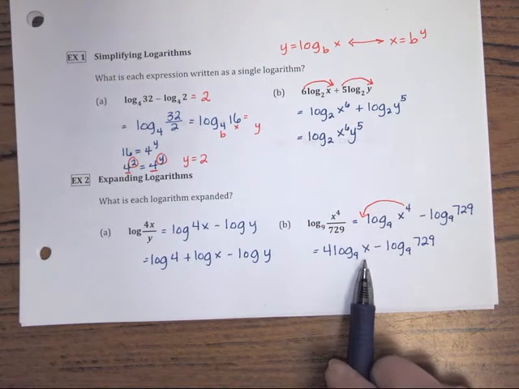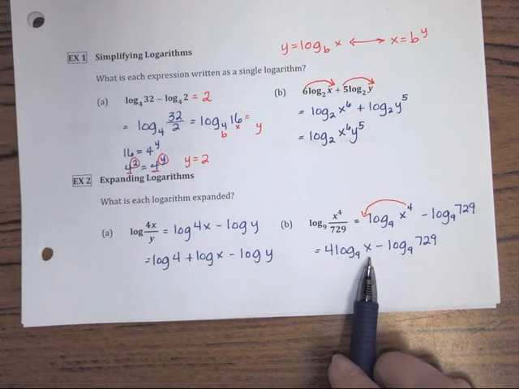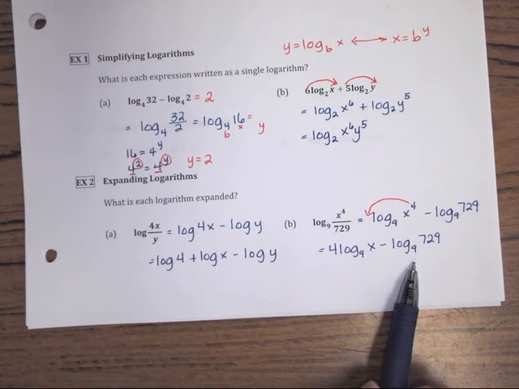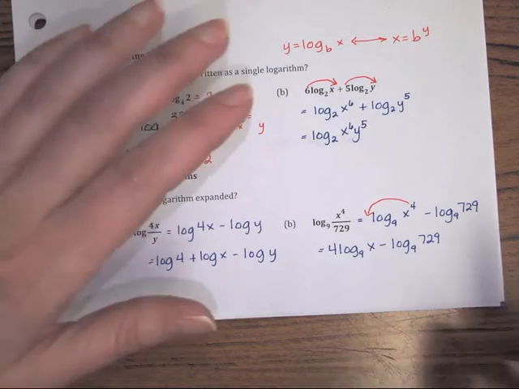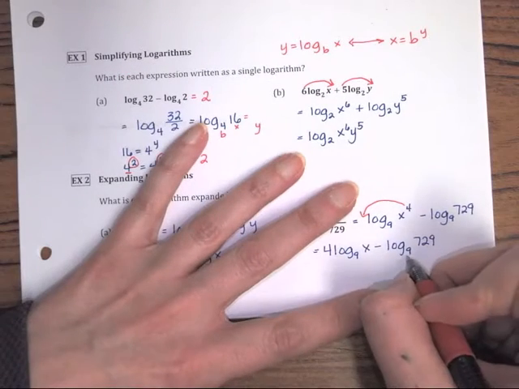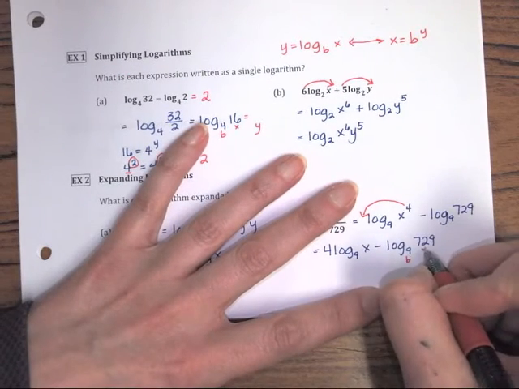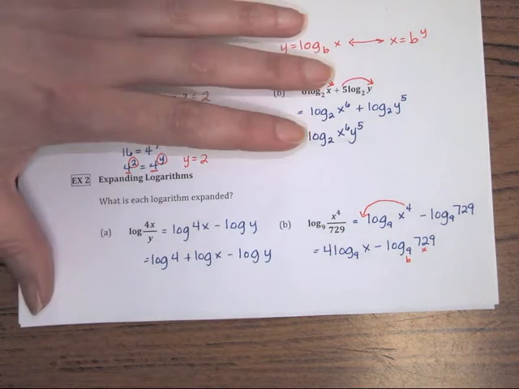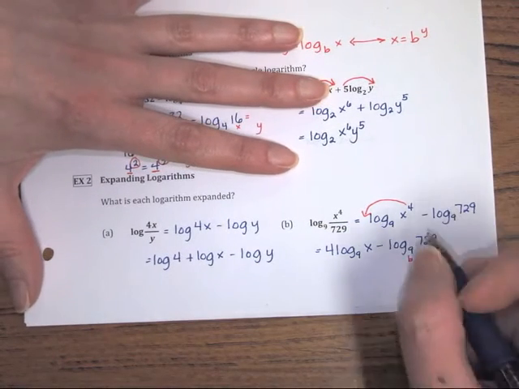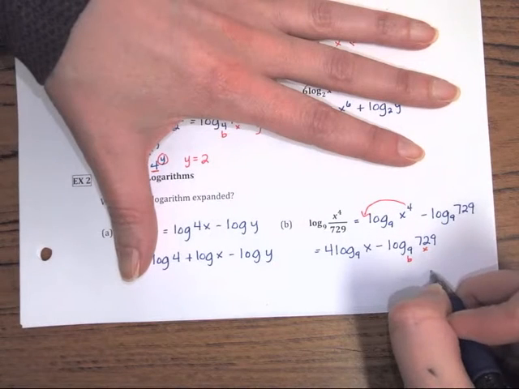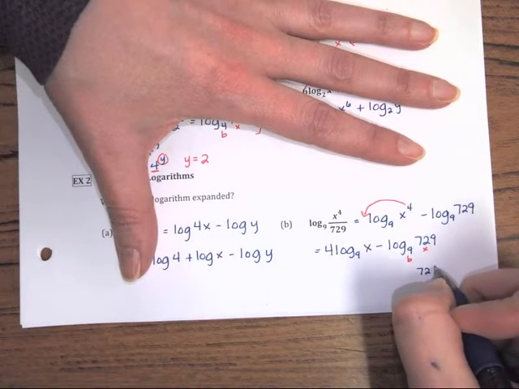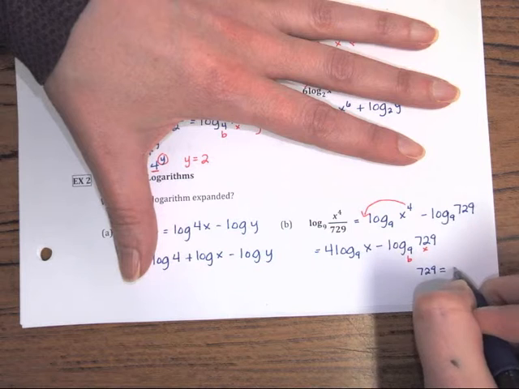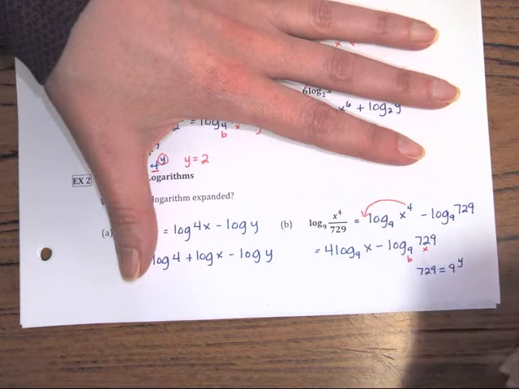Now this has a variable in here. There's no way we can simplify this. However, we might be able to do something with this, so we should at least try. So again, this would be your b value, this would be your x value, and the y value is unknown to you at this time. So if I am rewriting this, this would be 729 equals 9 to the y power.